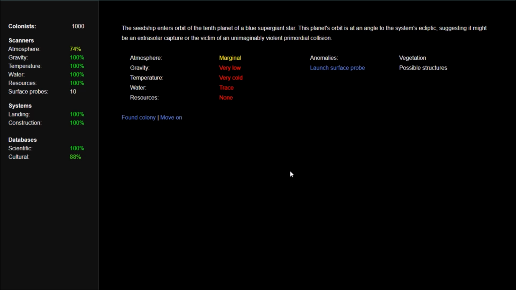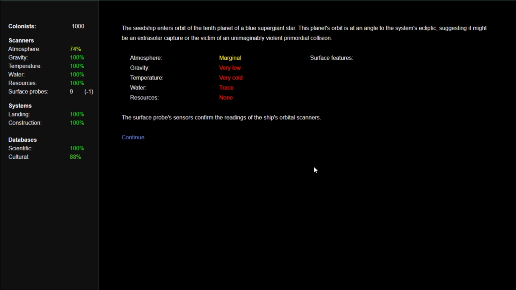Planet's orbit is at an angle to the system's ecliptic, suggesting it might be an extrasolar capture or the victim of an unimaginably violent primordial collision. So it looks like there's some structures down there. Low gravity, it's very cold, there's trace amounts of water, no resources. There's vegetation, however, and marginal atmosphere. Let's send a probe. We got 10 of them. Let's do it. Send a probe in. You know, maybe it'll be fine.